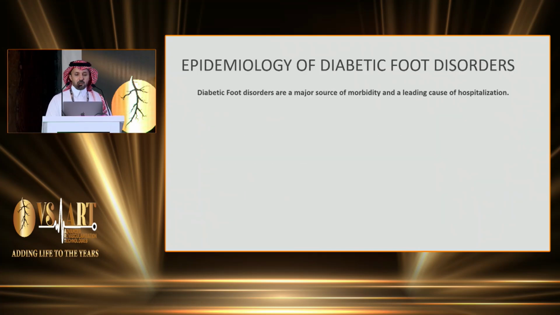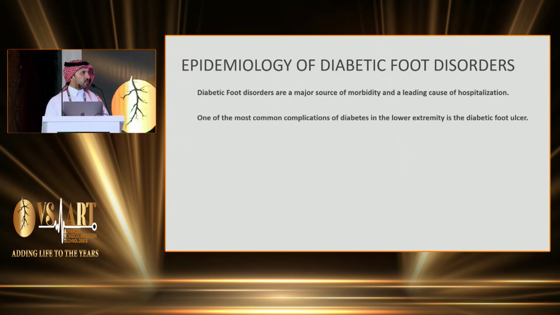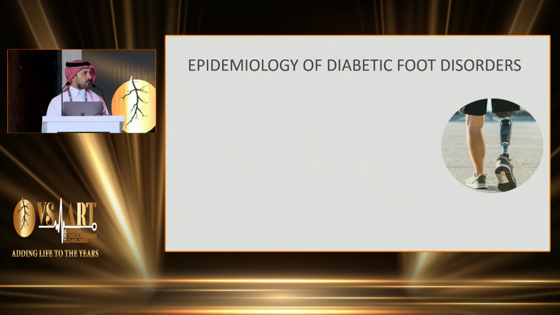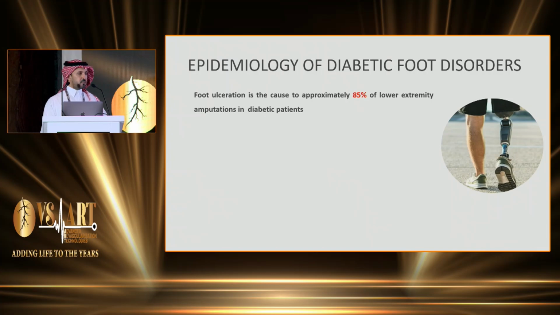Diabetic foot disorders are a major source of morbidity and a leading cause of hospitalization. One of the most common complications of diabetes in the lower extremity is the diabetic foot ulcer. As you can see, the number of patients who have diabetes in the Kingdom of Saudi Arabia is about 24%, and 15% of them are going to have a foot ulcer. Foot ulceration is the cause of approximately 85% of lower extremity amputations in diabetic patients.